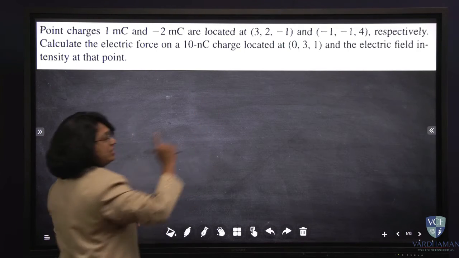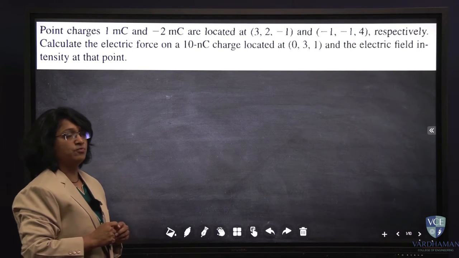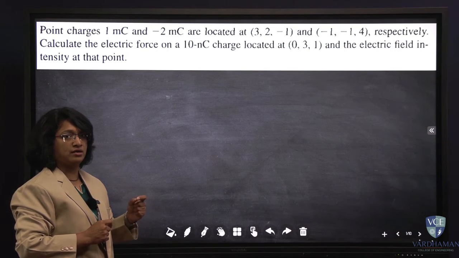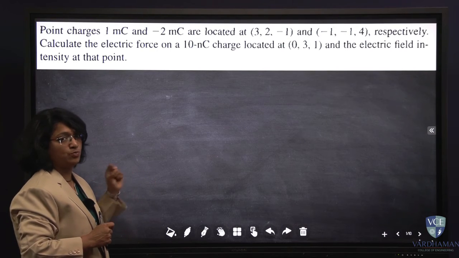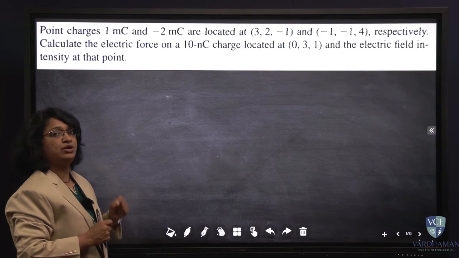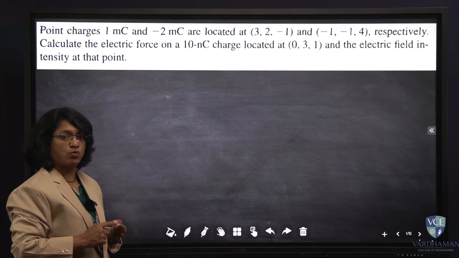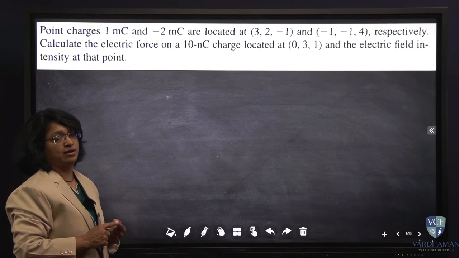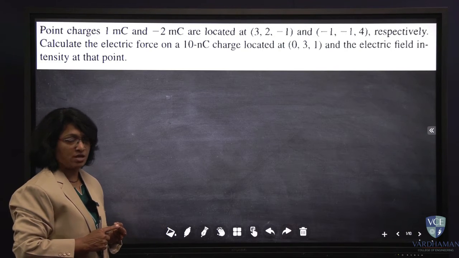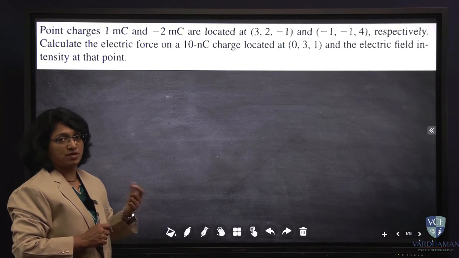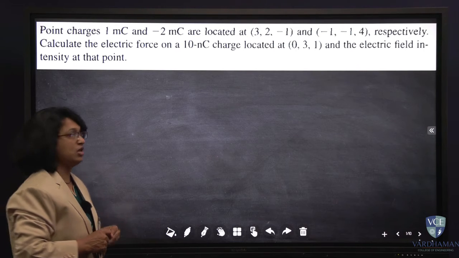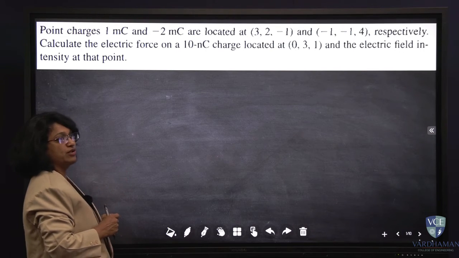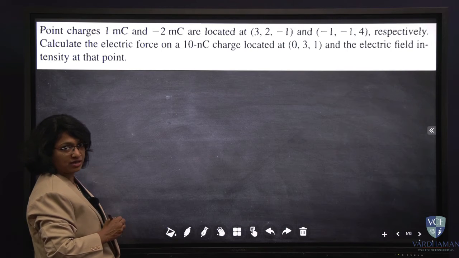The point here, we need to understand one thing: which one is the point of interest and which one is the point of source. Wherever we need to calculate the field or force, whatever it is, that point is considered to be the point of interest, and the other charges which are placed at different locations are the points of source. If you know this, then it will be easy for our distance vector calculations.